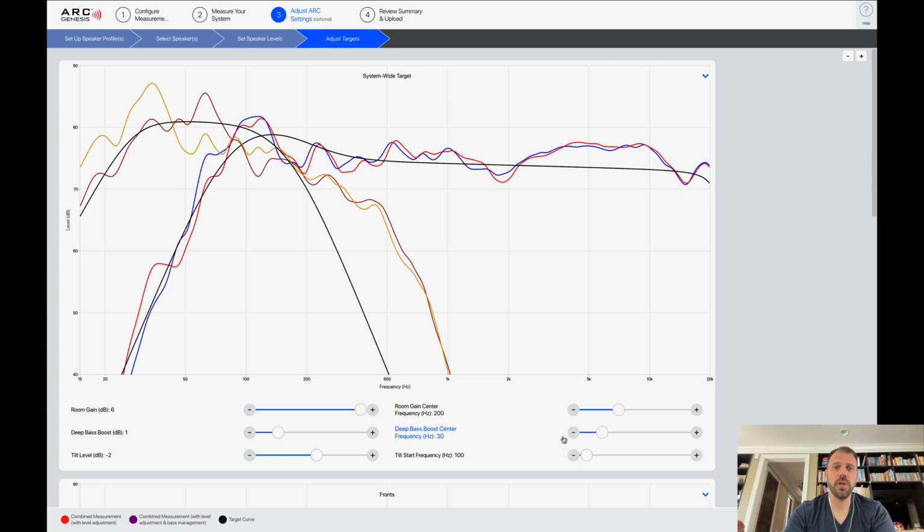Only other real tweak I have in here is I did lower the deep bass boost center frequency. I think by default that comes in at 50. I pulled that back down to about 30. And so this is an in-wall subwoofer. It's a living room. You can see there's definitely a drop-off here as we approach 20 hertz.